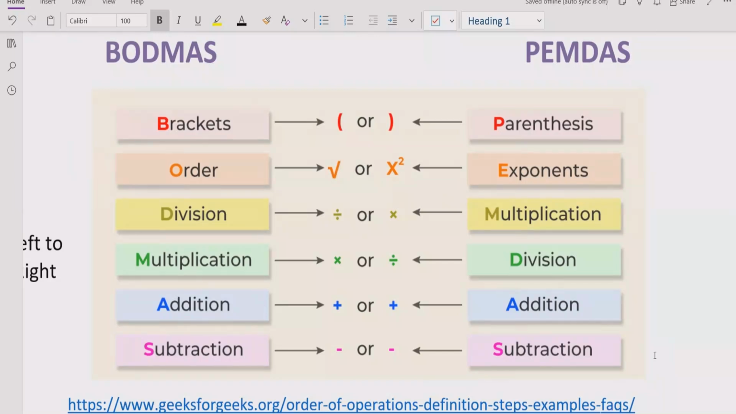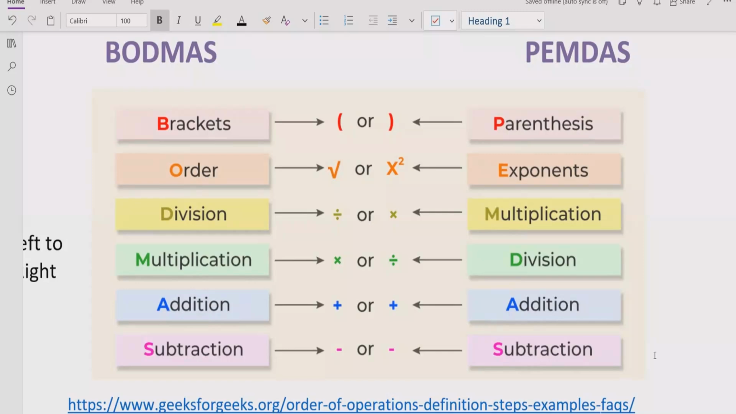After that, you have to look at the order of operation, or you can say the exponent or power of any number. So if any number has a power in your expression, you have to solve that part after the bracket. After that, you have to go left to right in your expression and find the division and multiplication. If division is coming first, you have to solve that part first. And if the multiplication is coming first, you have to solve the multiplication first.